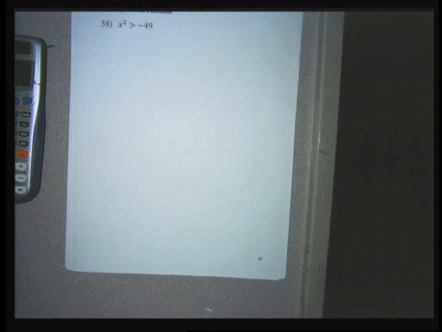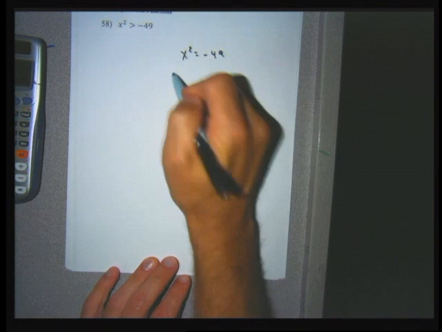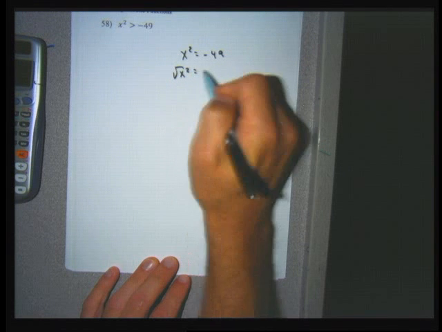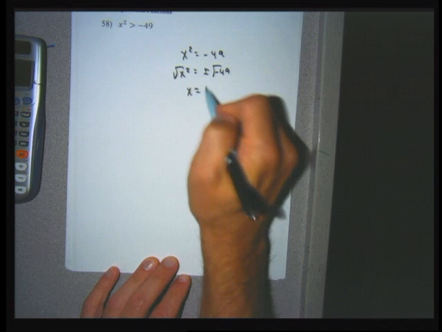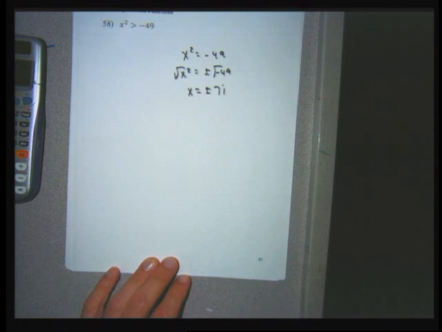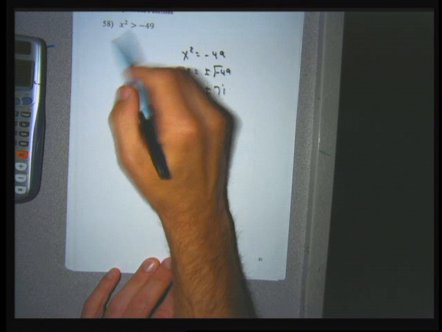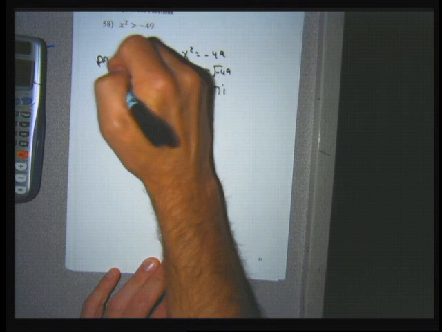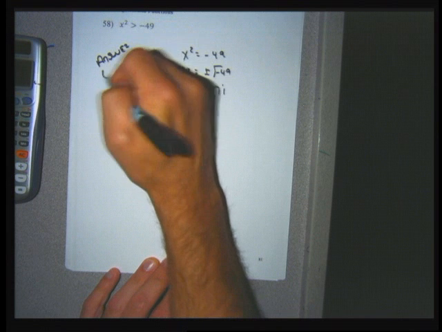58's another special case. Again, if I tried to solve it by going x squared equals negative 49, the square root of x squared equals plus or minus the square root of negative 49, you get x equals plus or minus 7i. Immediately when I come up with the i, I know that it's either every number works or no number works. Left side squared, the right side negative with a greater than, the answer is going to be negative to positive infinity. If that was a less than, you'd get no solution.